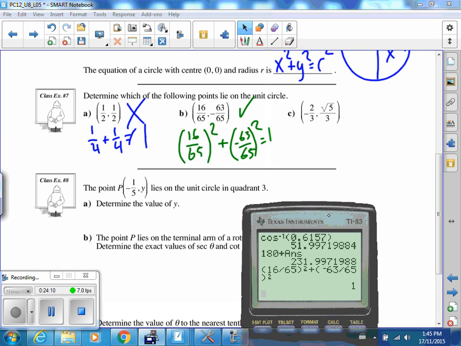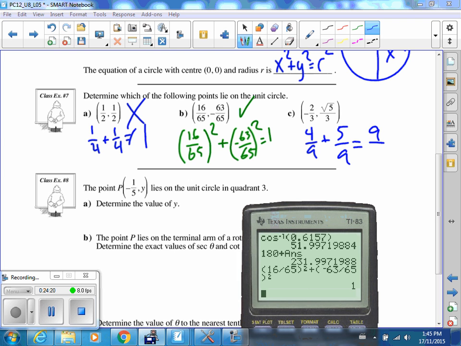For this one, I can do these ones in my head. Negative 2/3 squared is 4/9. Root 5 squared is 5. 3 squared is 9. So 5/9. So 9/9 equals 1. Yes, that one is on the unit circle.